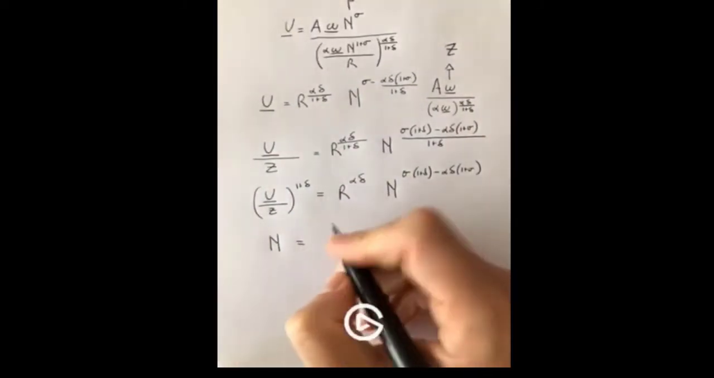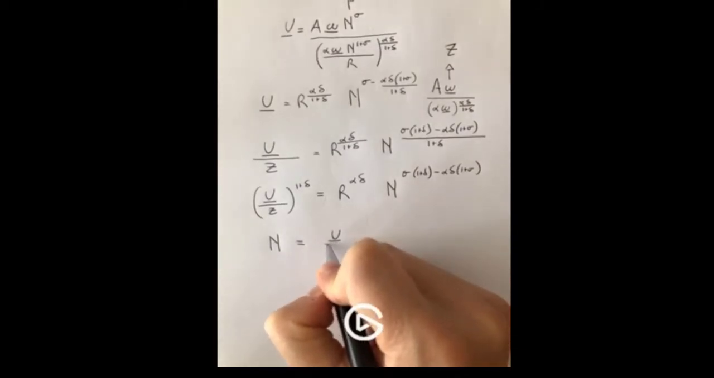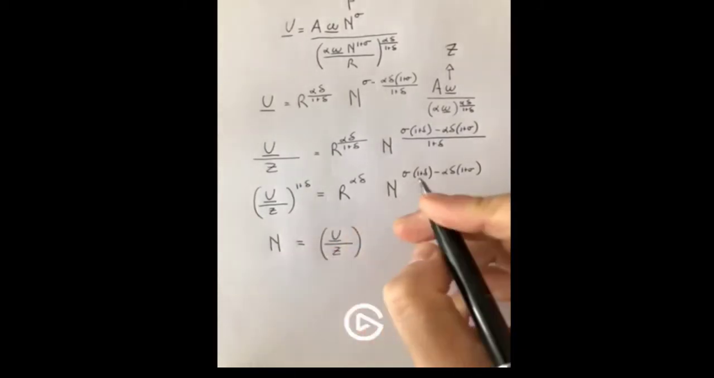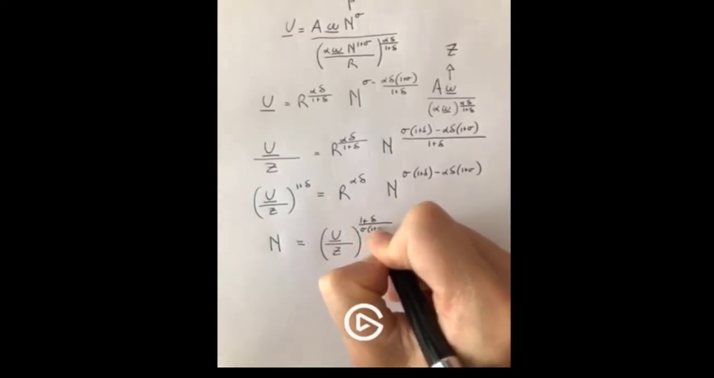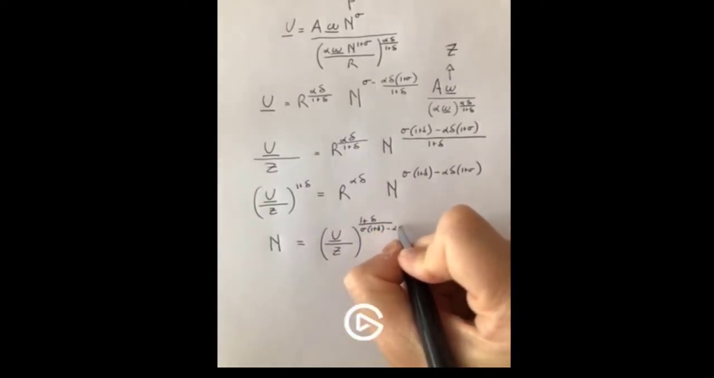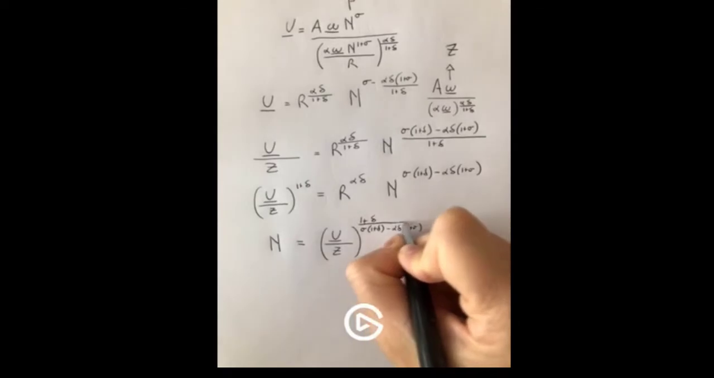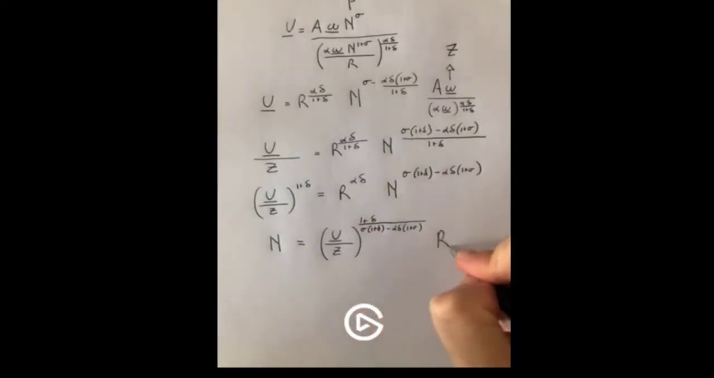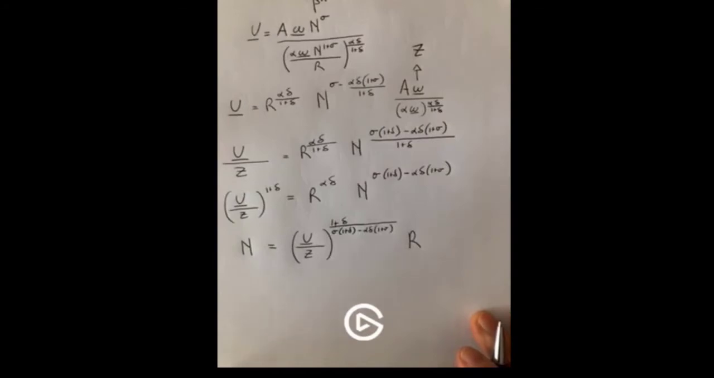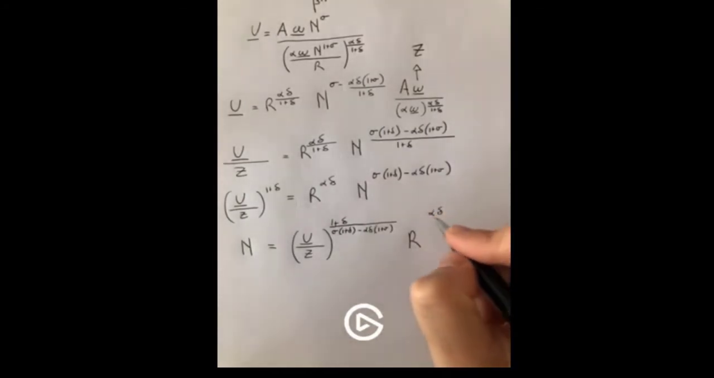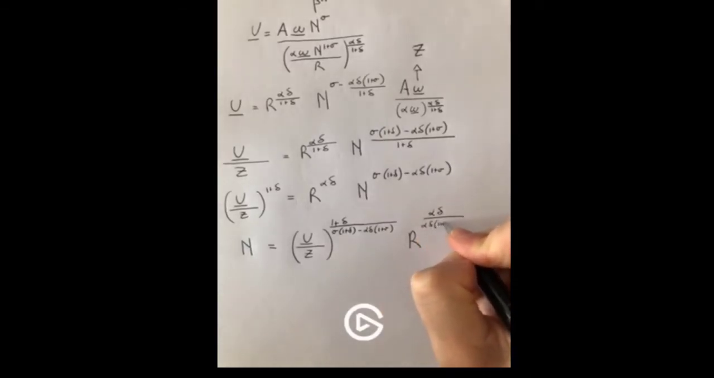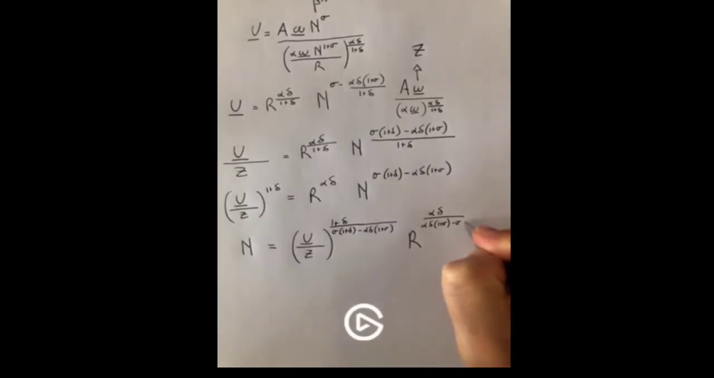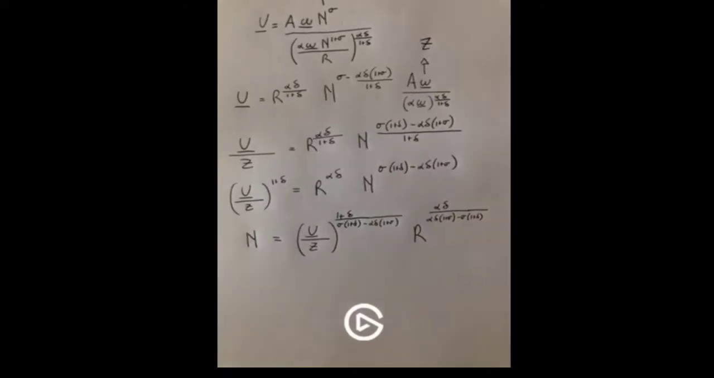is equal to (u lower bar divided by z) with the exponent 1 plus delta divided by sigma times (1 plus delta) minus alpha delta (1 plus sigma), times r with the exponent alpha delta divided by alpha delta (1 plus sigma) minus delta (1 plus delta). Okay, this is the function that I wanted to get.